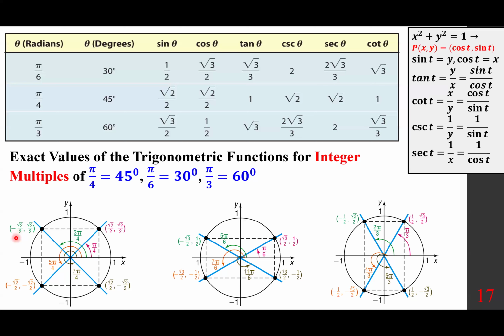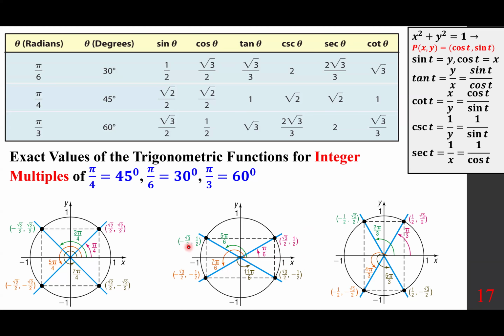x gets negated. That means cosine. But y is the same. If you go to the third quadrant, both of them get negated. That means sine and cosine are both negative. And if you go to the fourth quadrant, x or cosine remains the same, y becomes negative. If you work on a pi over 6, you can see the same strategy here. Fourth quadrant, x remains the same, y changes sign.